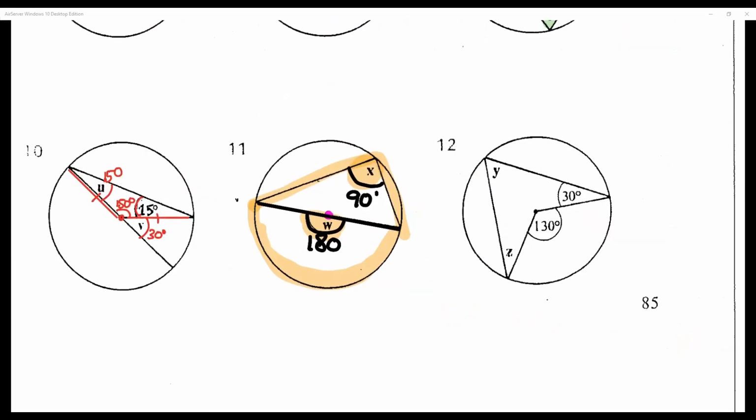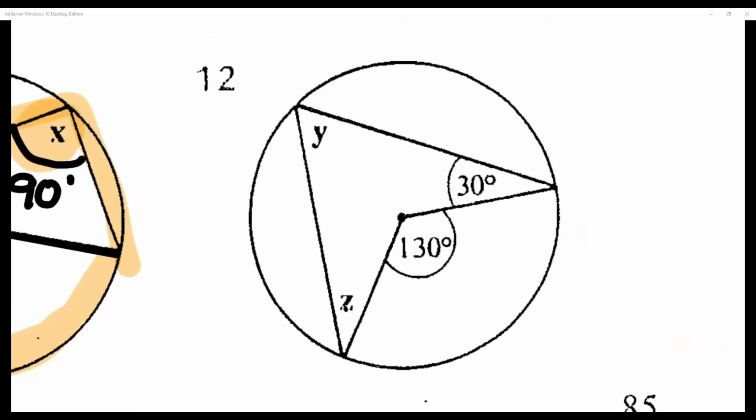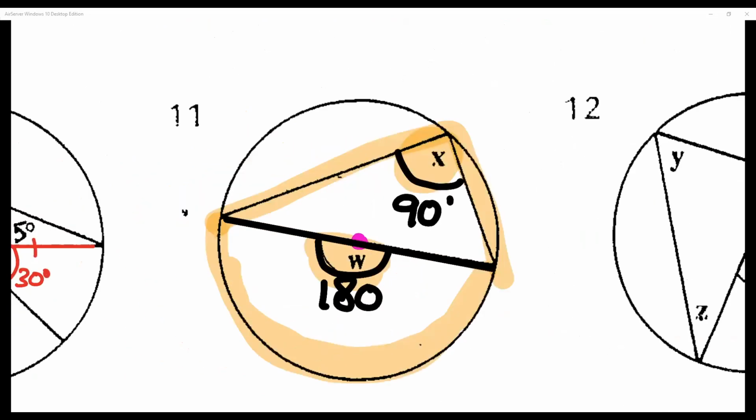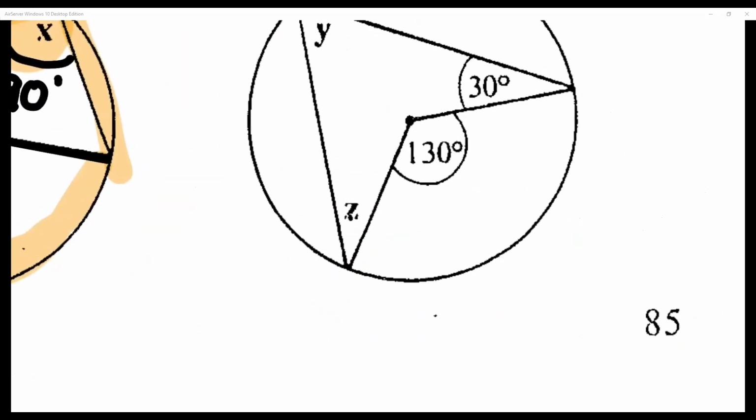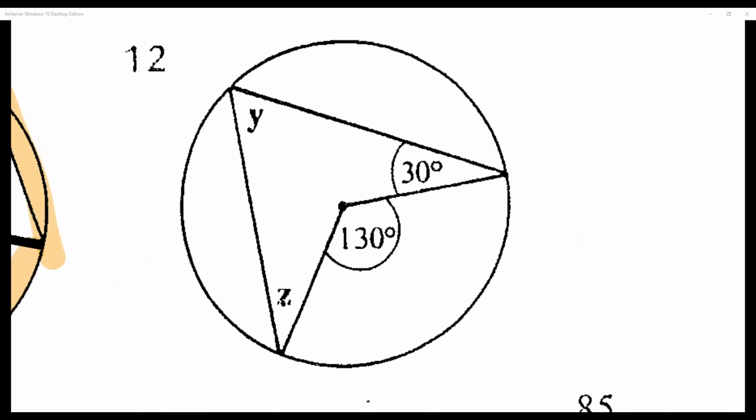Okay, number 12. Let's have Asadullah, please. What about 11? 11's done. How did you get that? Straight line, straight angle, you can do 180. Okay, question number 12. Go.